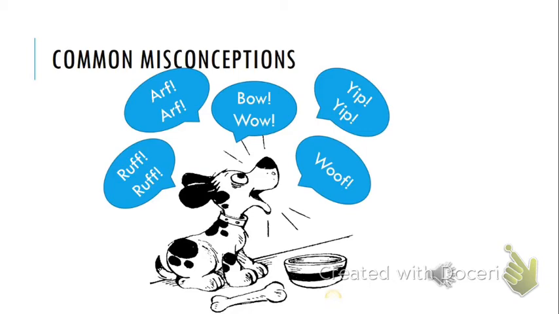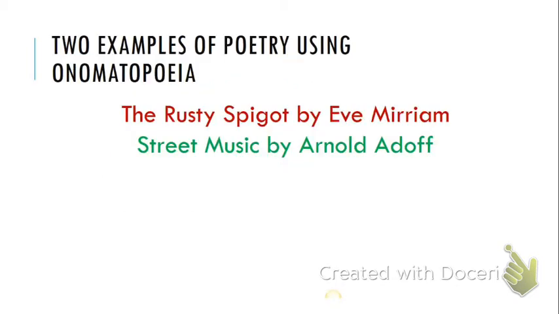If you have any questions here, this would be a time to pause the video and come and clarify these misconceptions with me. All right, today we're going to look at 2 poems, actually. I couldn't decide which one I wanted to do, so we get to do them both. We're going to look at another poem by Eve Merriam. Eve Merriam is the poet that wrote Willow and Ginkgo. She has written The Rusty Spigot using onomatopoeia, and also we're going to look at Street Music by Arnold Adoff.